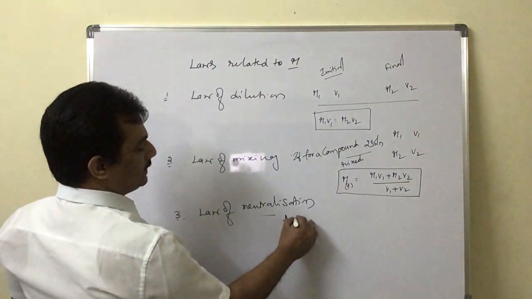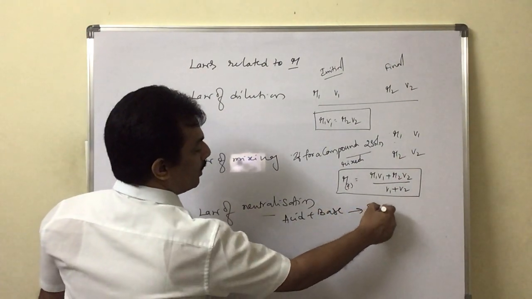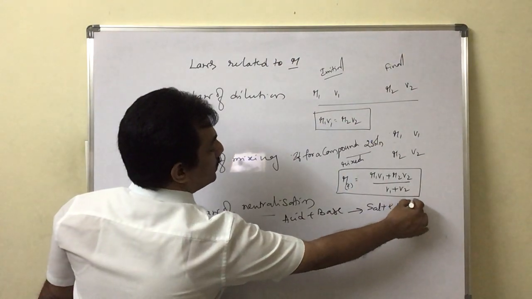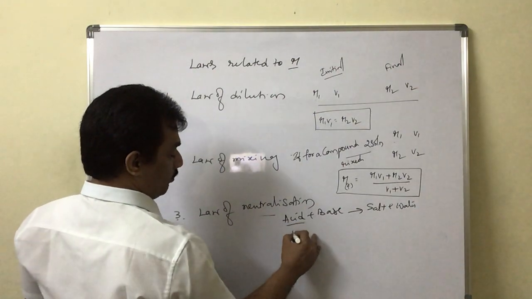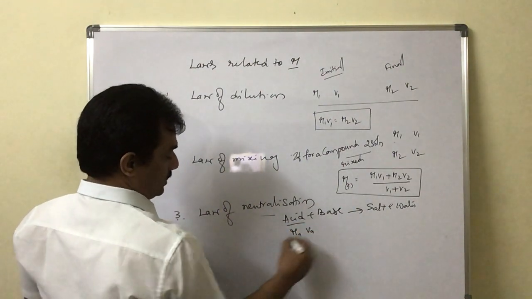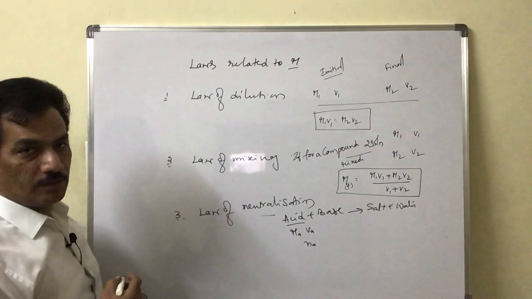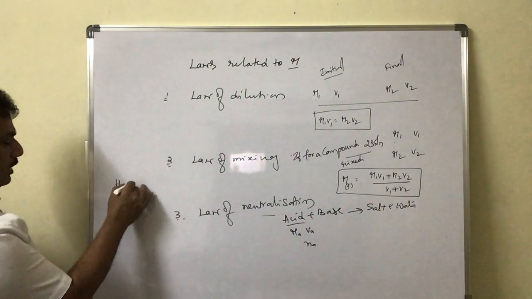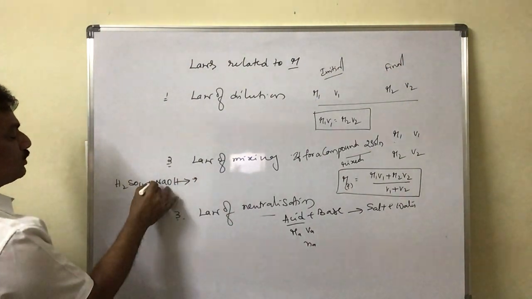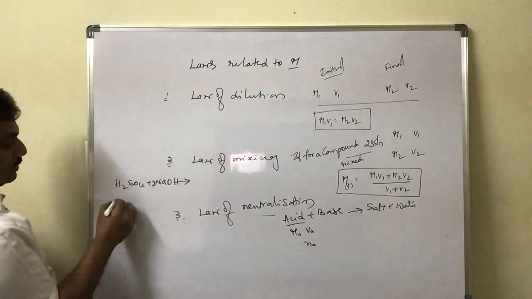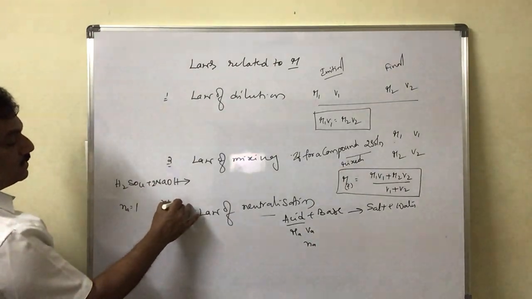And law of neutralization. Here, when acid and base react, we know it is a familiar reaction, it gives salt plus water. This reaction is known as neutralization reaction. Here, if we consider acid molarity as Ma and volume as Va, and Na as the coefficient used to balance the equation. Say for example, H2SO4 plus NaOH: 1 mole of H2SO4 will react with 2 moles of NaOH. So here Na, the number of moles of acid, is 1 and Nb is 2.